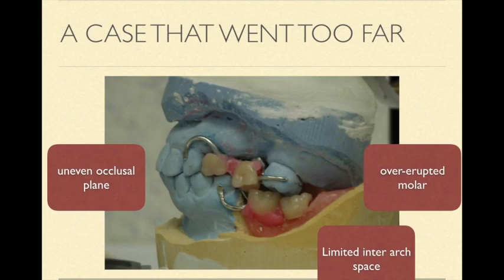So let's take a look at this case. What does this case tell you? It tells you that in the beginning, the student didn't notice that this tooth had over-erupted over the molar. So it creates an uneven occlusal plane, and also limited intra-arch space on the mandible. Eventually, when you start to separate the teeth, you find you have a huge occlusal interference. So the framework may fit well with the teeth, but when you separate the teeth, it's not workable.